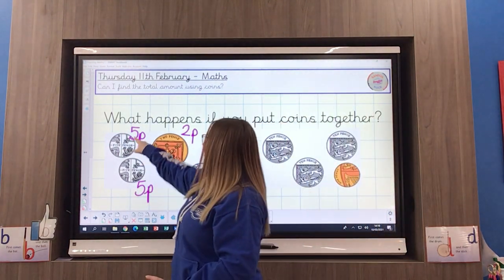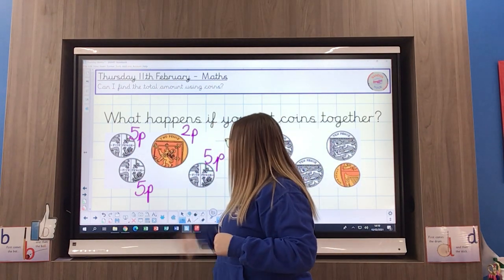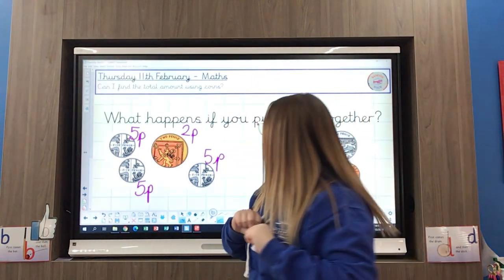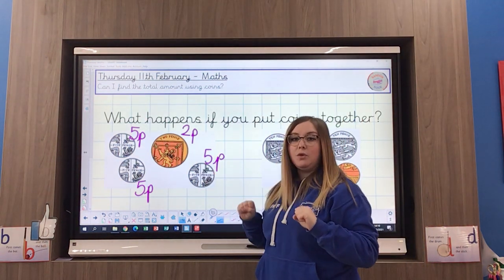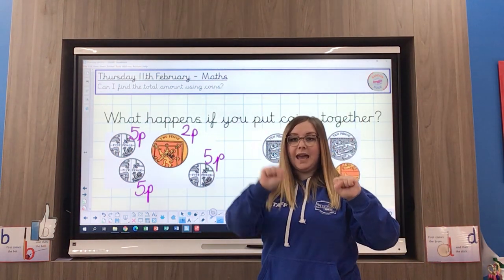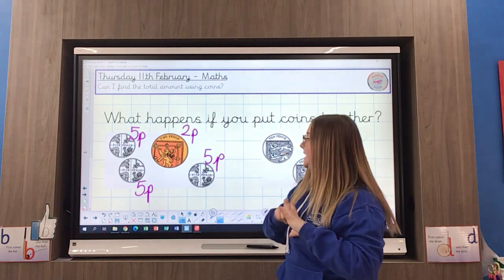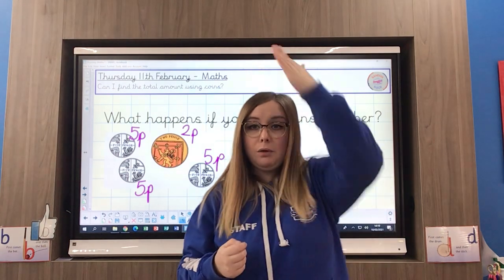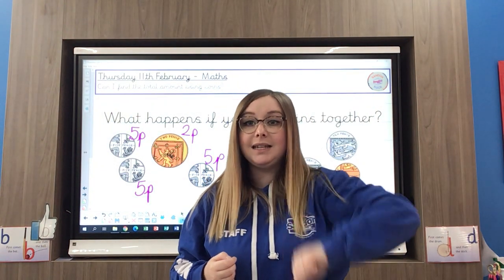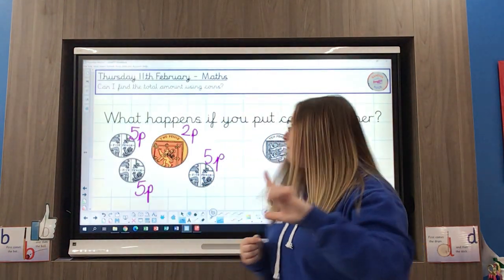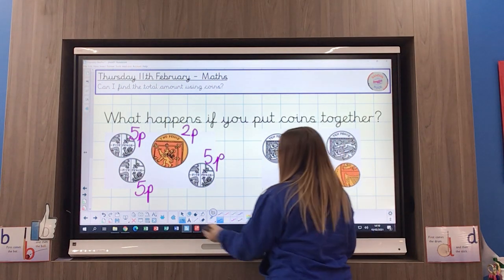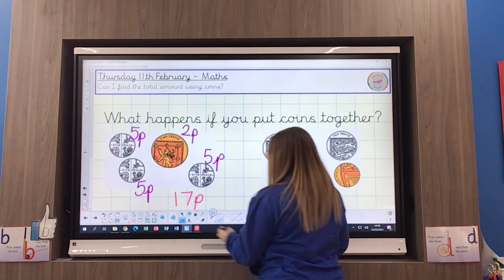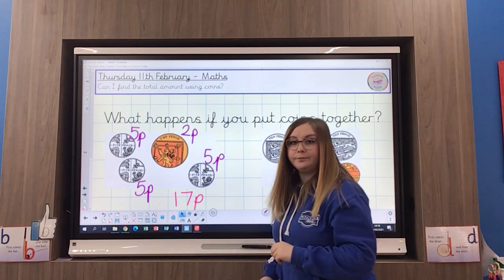So I've got 5, and 5 more, so that's 10. 5 add 5 is 10. 5 more, 5, 10, 15, and then 2 pennies. So 15 and 2, 15, 16, 17. Well done if you managed to find that total of 17 pence.